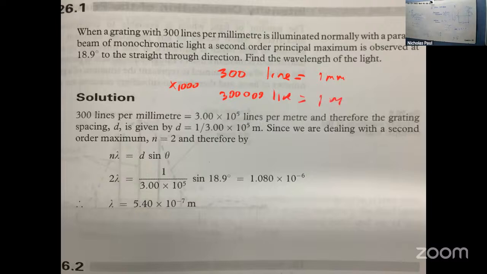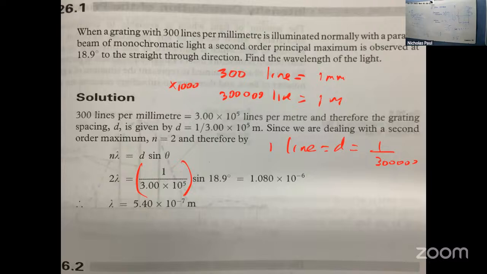When you reach here, you have to find for one line. So one line is the d value, which is 1 over 300,000. That's how they got 1 over 300 by 10 to the 5. You need to find the thickness of one line, so you find how many lines in a meter, and then one line is 1 over that.